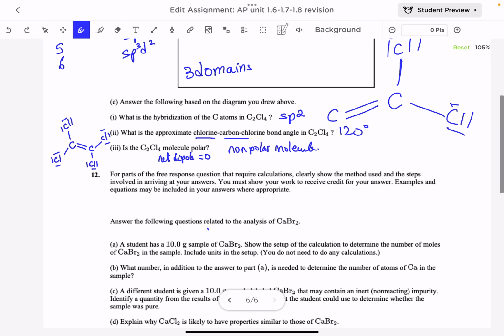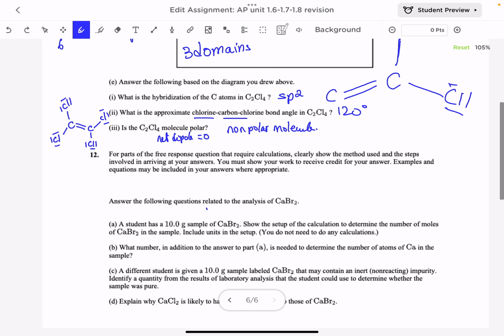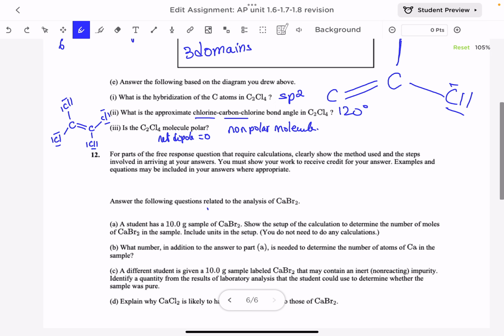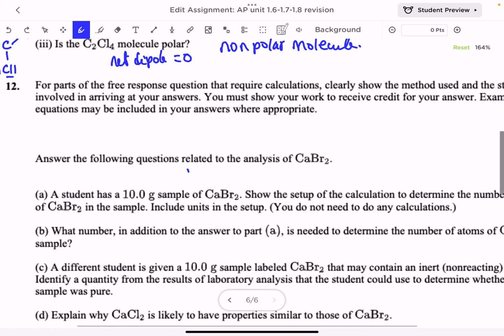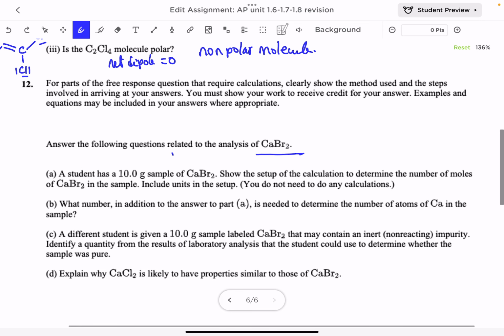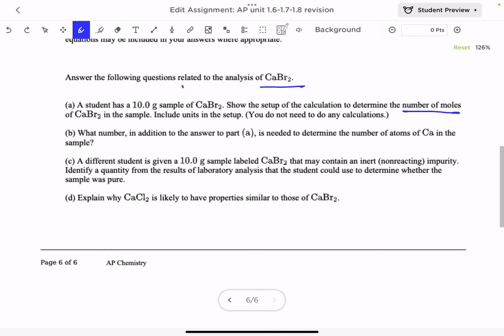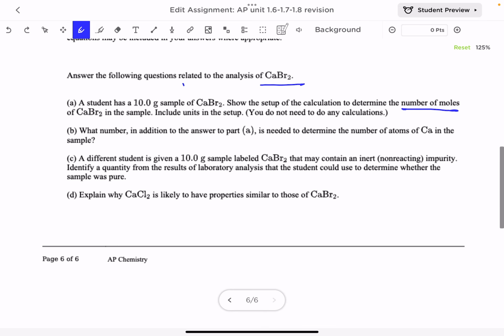A student has a 10-gram sample. Okay, let me see in this one. Here we go. 10-gram sample of calcium bromide. I think this is a free response as well. 10 grams of this sample, CaBr2. Show the setup of the calculations in order to determine the number of moles of CaBr2 in the sample. You don't need to do any calculations. So let's write the answer over here.